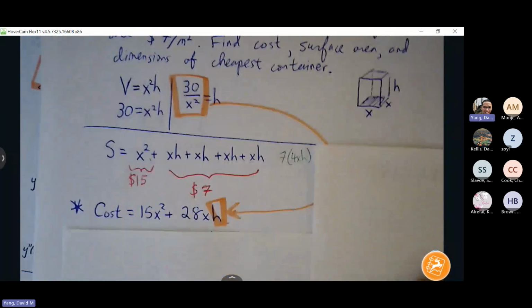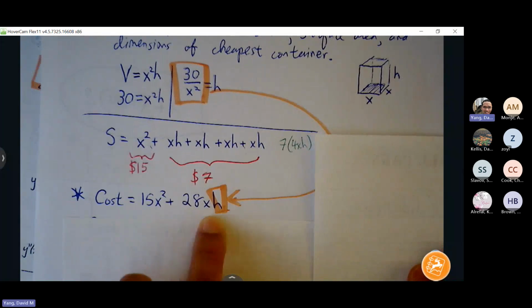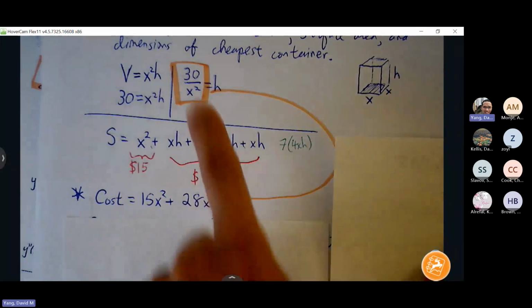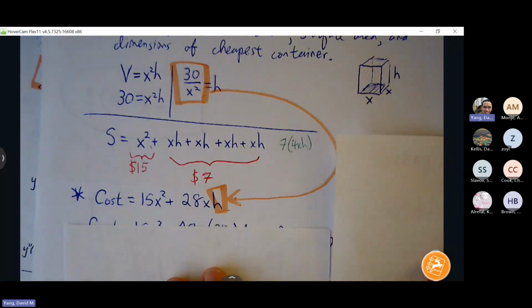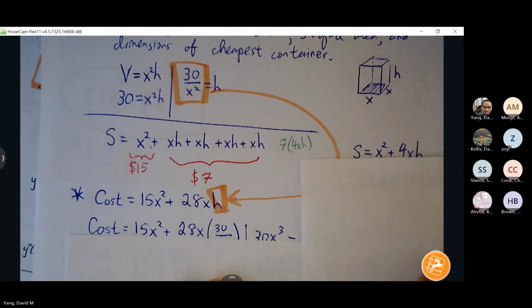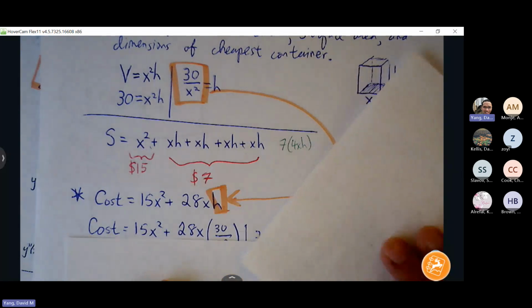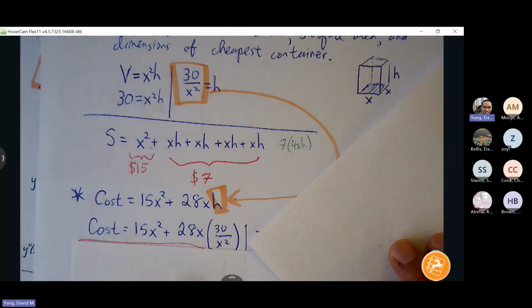Okay, so now that we have our cost equation, we know that the h is sticking out. We got to find a replacement for h. So plug in that 30 over x squared in for h. And then now you can start going through your cleanup process, right? You know that you're trying to get your cost equation all nice and clean so that you can get it ready for power rule. Then you find the derivative, set the derivative to 0, solve for x.